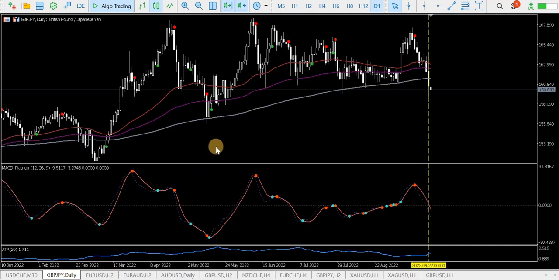I've got a few. See, this is the pound yen daily. I'm up. The only reason we've got a yellow line there is that's where the last closed candle was. Everything's been a winner there. Everything's won.